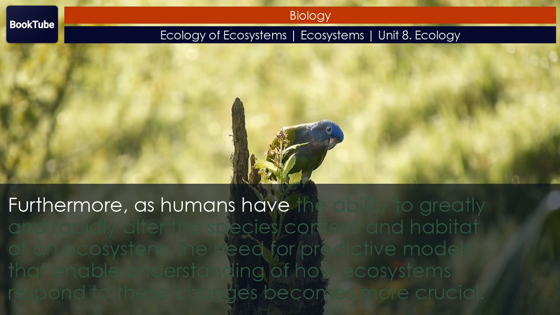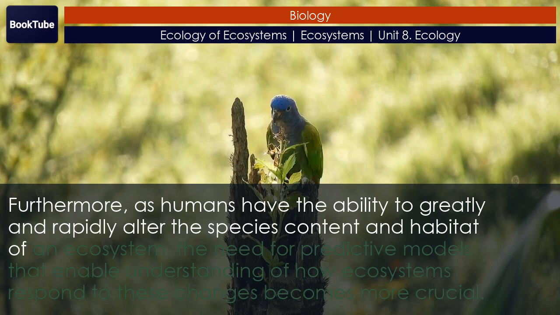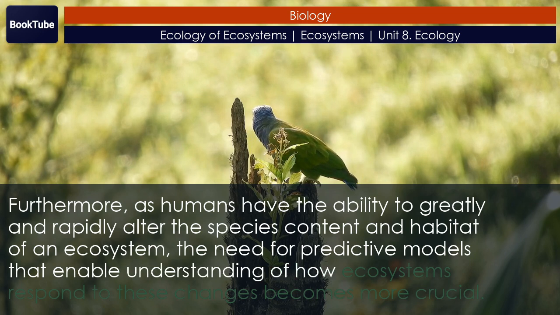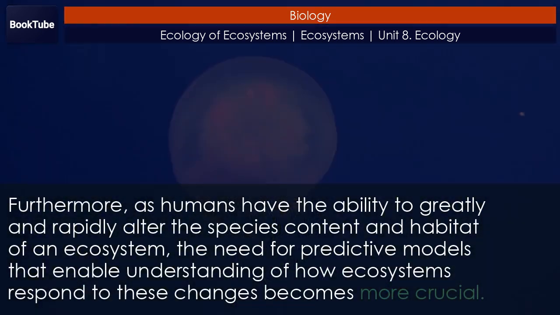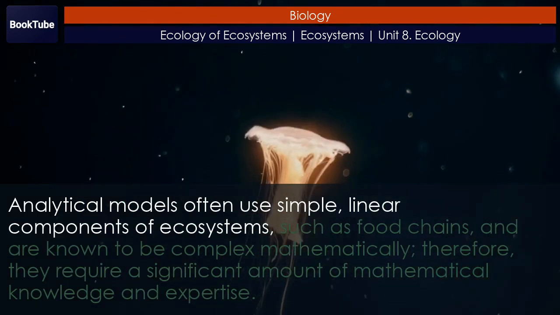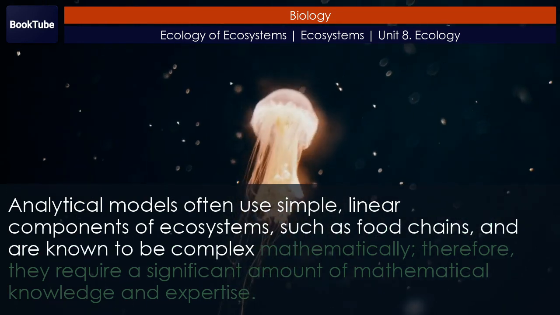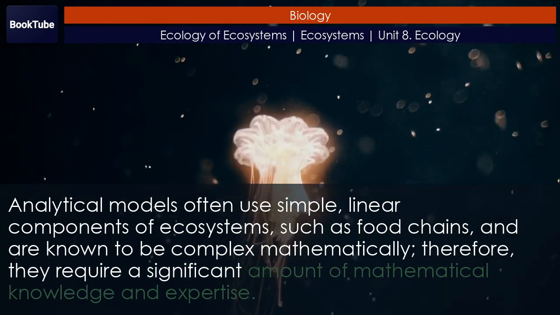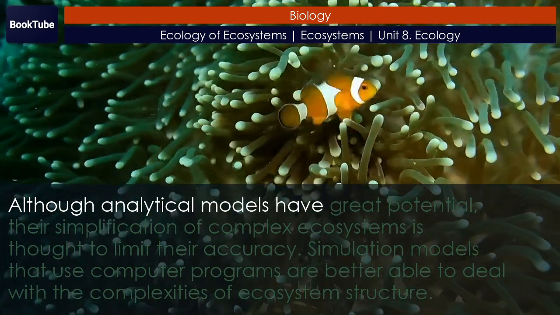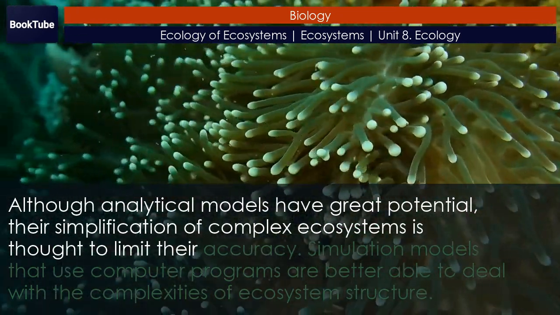Furthermore, as humans have the ability to greatly and rapidly alter the species content and habitat of an ecosystem, the need for predictive models that enable understanding of how ecosystems respond to these changes becomes more crucial. Analytical models often use simple, linear components of ecosystems, such as food chains, and are known to be complex mathematically. Therefore, they require a significant amount of mathematical knowledge and expertise. Although analytical models have great potential, their simplification of complex ecosystems is thought to limit their accuracy.